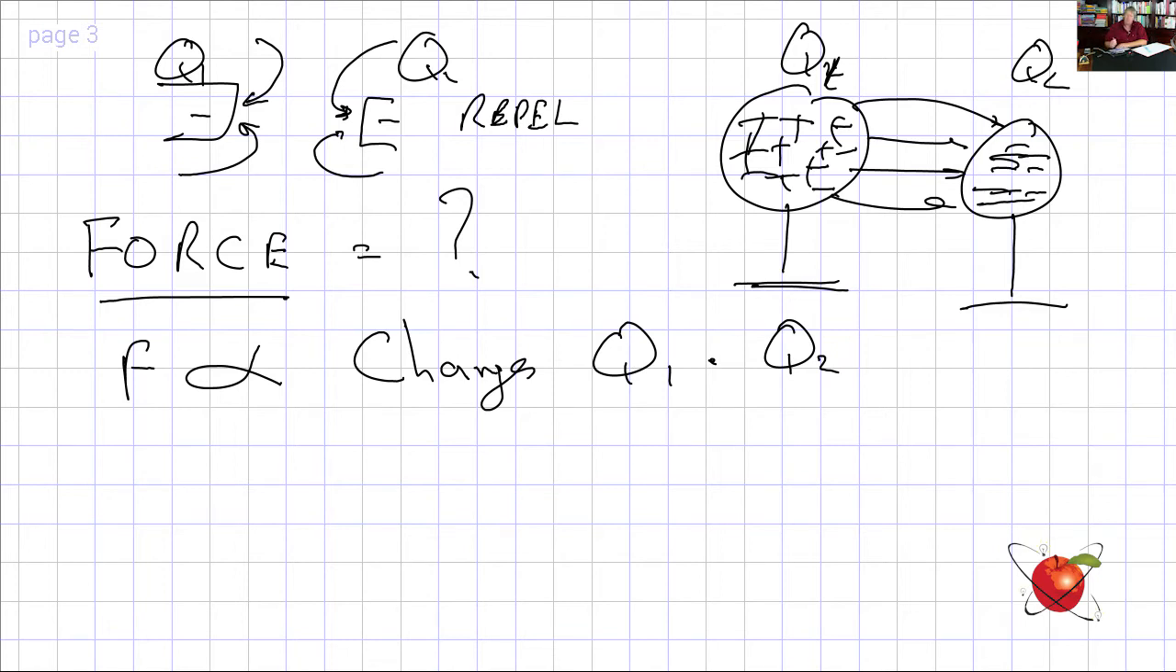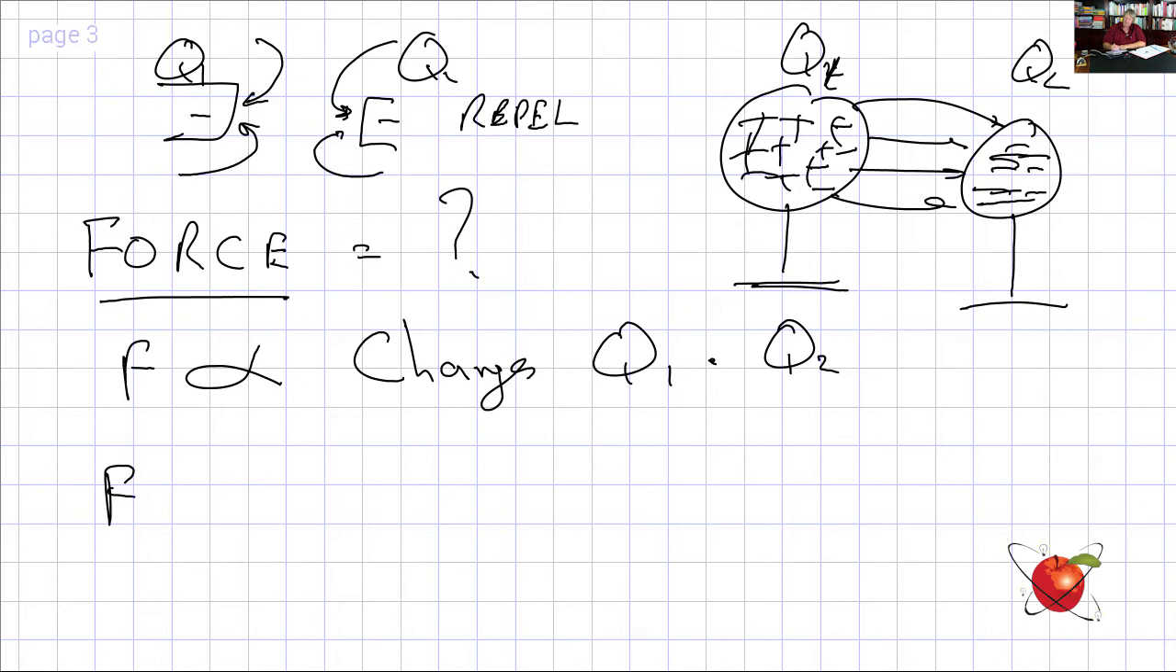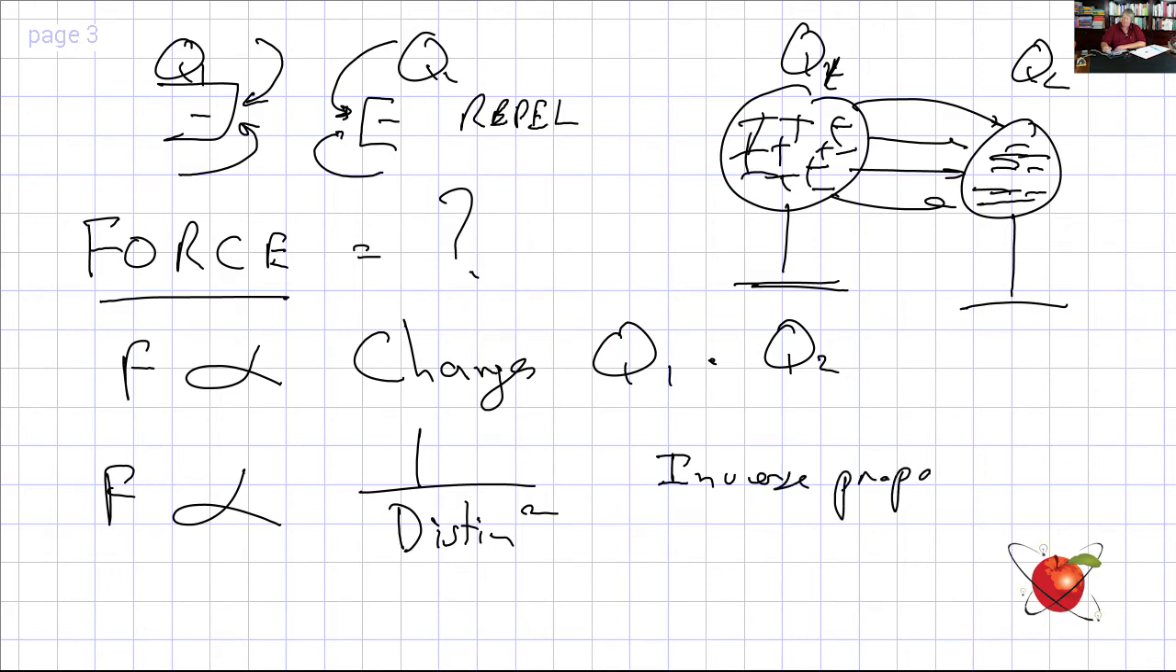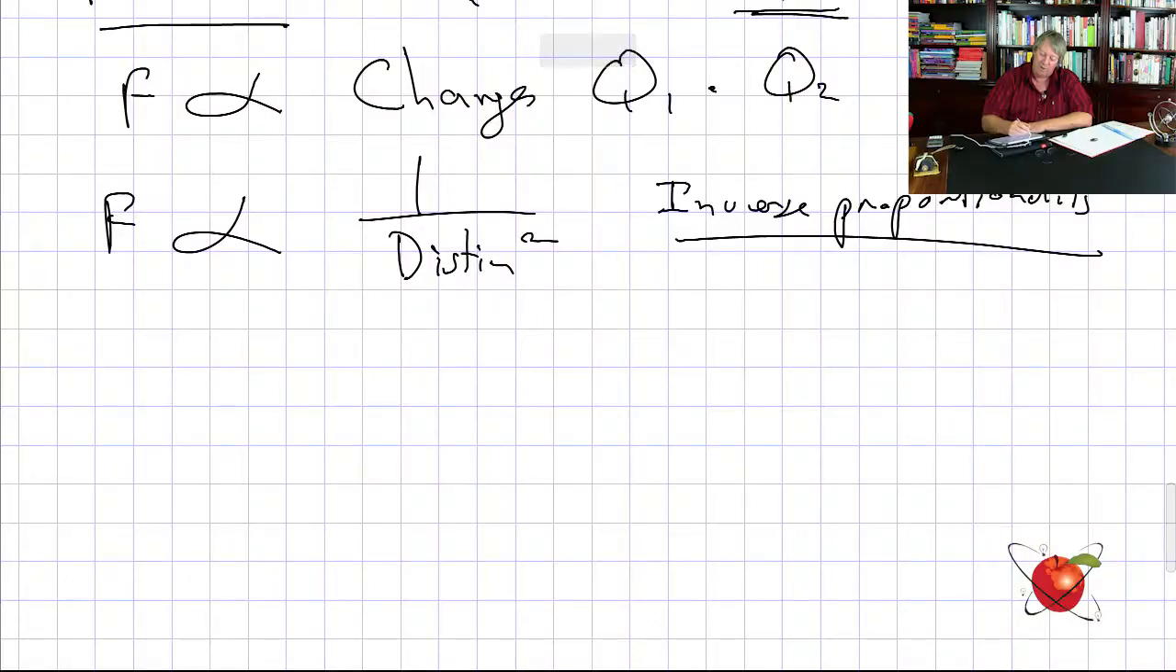So the force is proportional to the charge. But now hang on, let's go back to magnets, just as an analogy. If I put this here and this here, the force is very weak. So the force must be proportional to 1 over the distance squared. It's called inverse proportionality. Okay? Inverse proportionality, it's proportional to 1 over the distance apart they are squared. Okay? That brings us to what's known as Coulomb's Law.